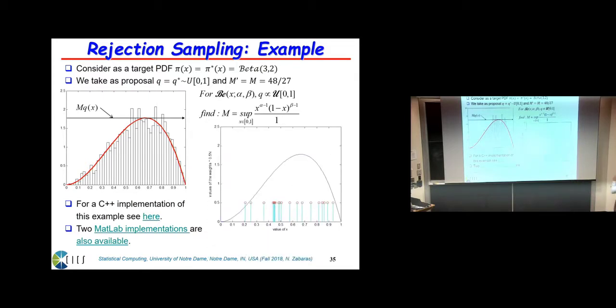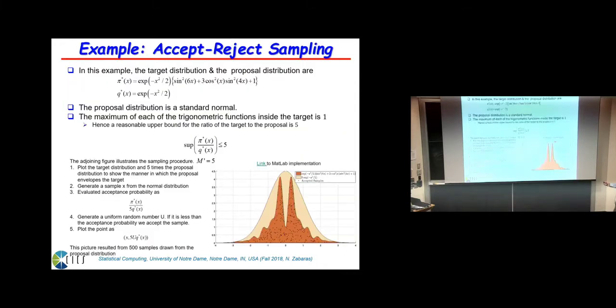Okay? And if you want to see the Monte Carlo approximation of the beta distribution, these are your delta functions that we were discussing in an earlier lecture. All right, here's another example.